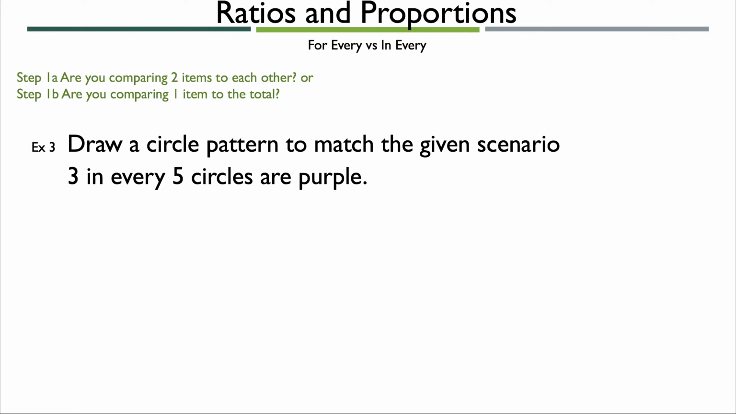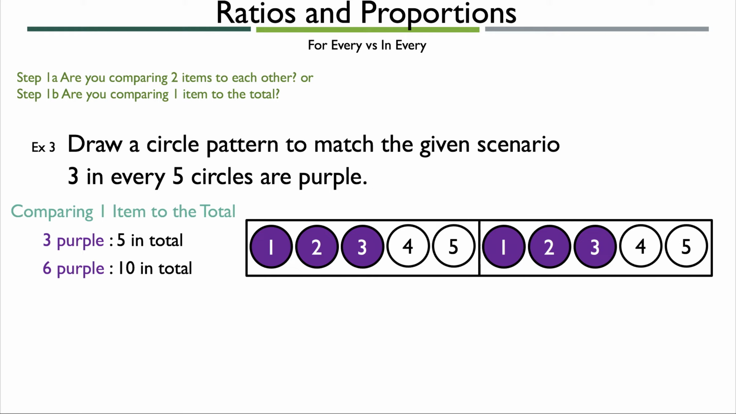So we're going to add 2 more to get 5 total circles. So we're going to group that one. And what happens if you want to add another group? You can do so. Okay, so in the next group, we still have 3 purple circles and we still have 5 total circles in that particular box or rectangle. But as you can see now, we have 6 purple in total and 10 total circles.